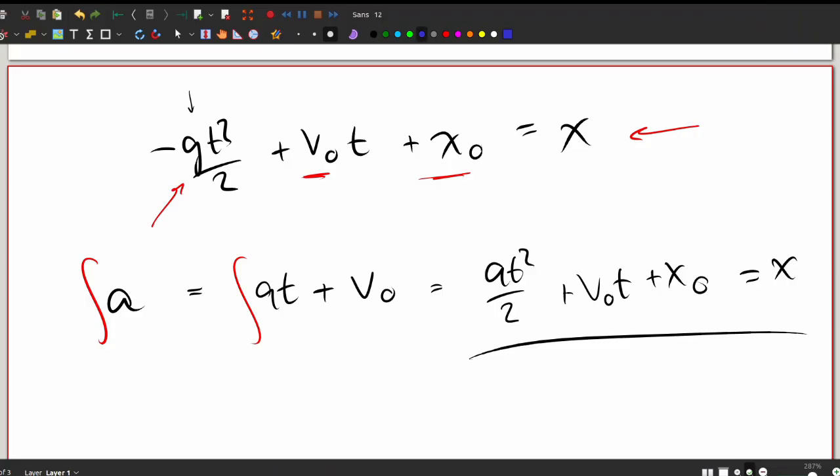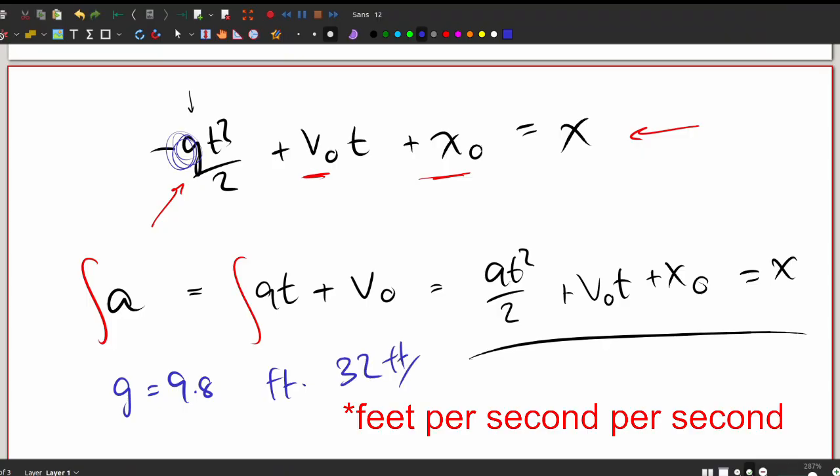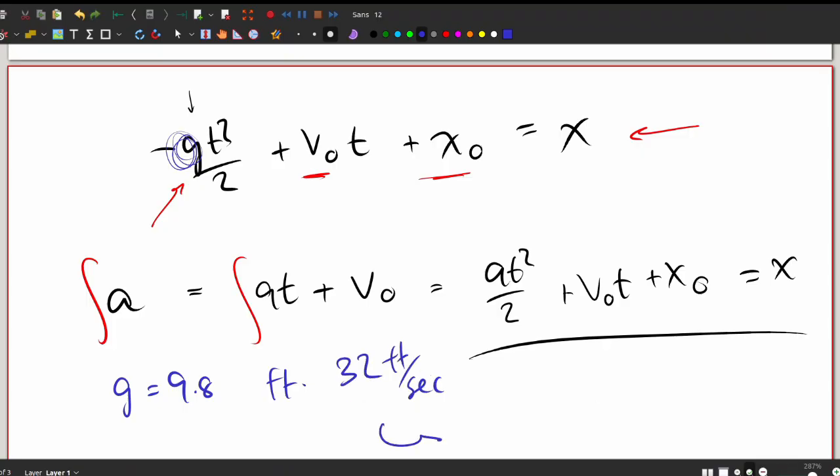Now, the reason you have to know this form with minus g is specifically in projectile motion. When you throw or drop an object, the acceleration will be this g constant due to gravity. If you're working in meters per second, g is equal to 9.8 meters per second squared. And if you're working in feet, it's typically 32 feet per second squared. So if I was solving a problem in feet per second, I would say minus 16t squared plus v0t plus my initial position is equal to my position.